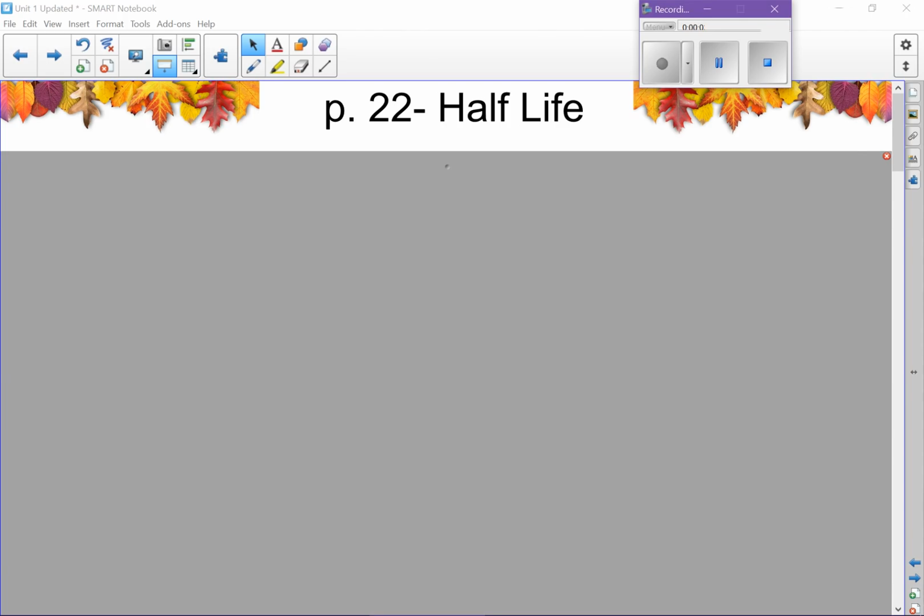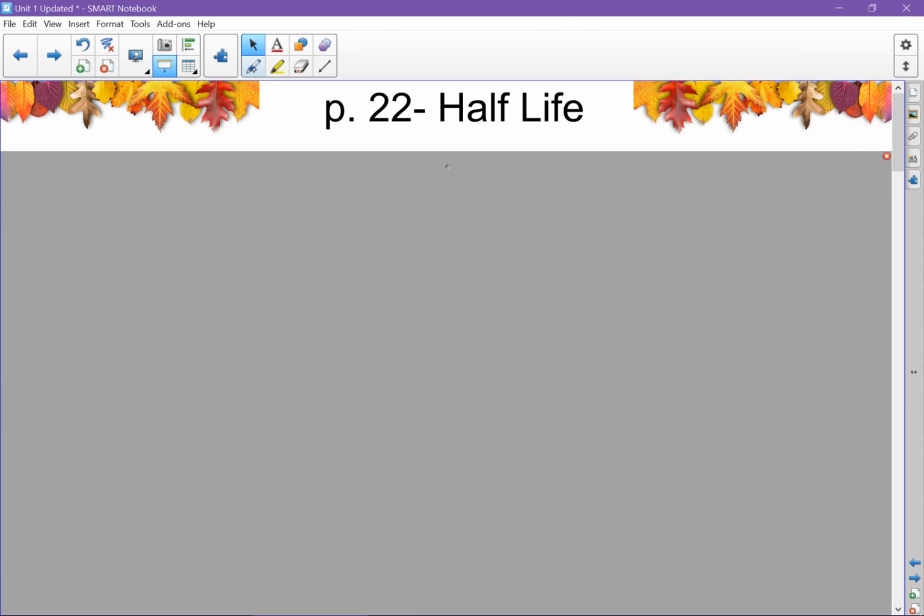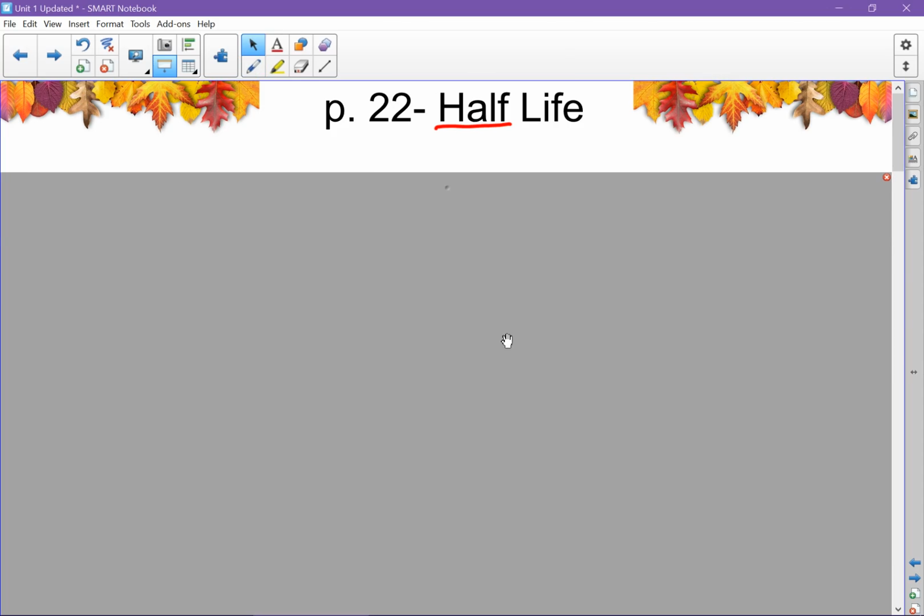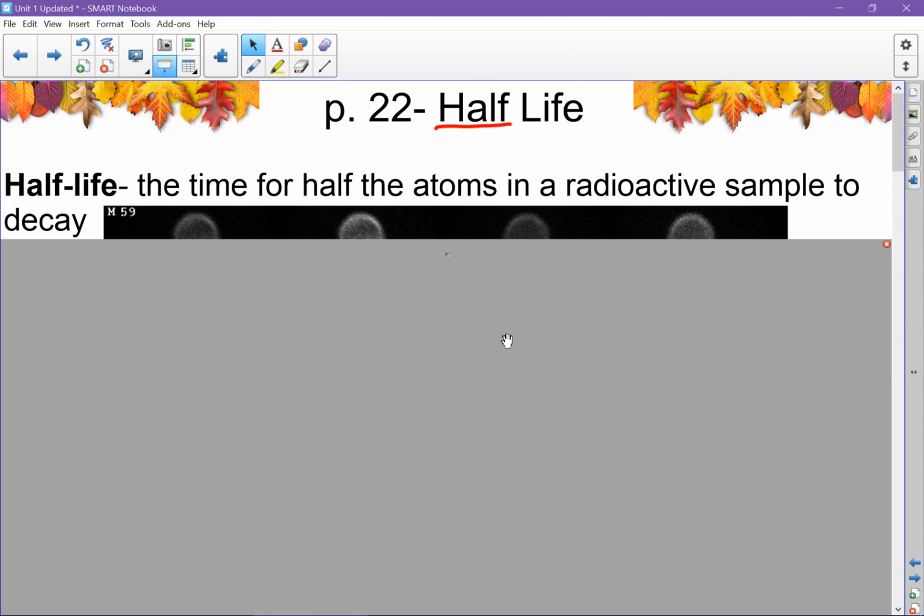Hey guys, today we're going to learn about something called half-life. And as you can see right in the name, it says the word half. And so what we're going to be doing today is dividing a lot of things in half. Here's the reason why. Half-life means it's the time for half of the atoms in a radioactive sample to decay.